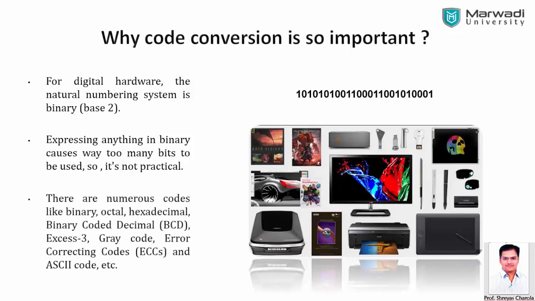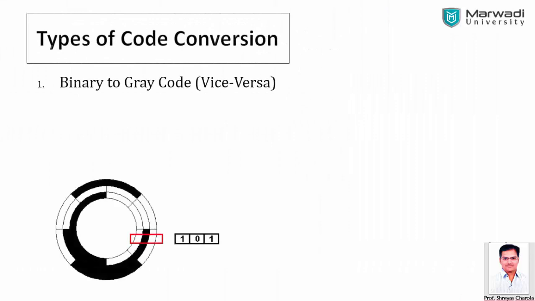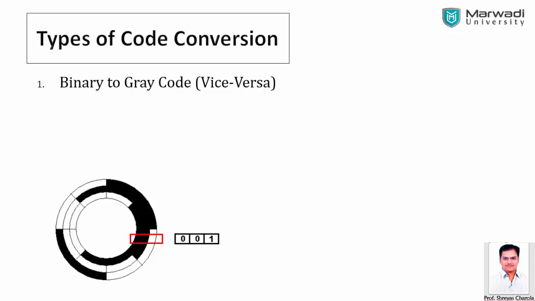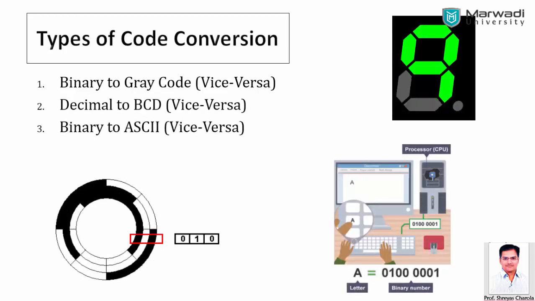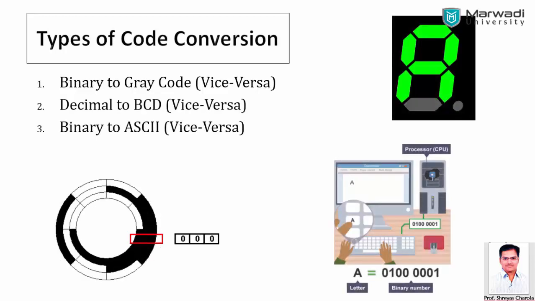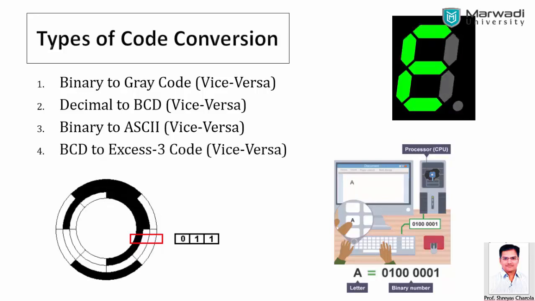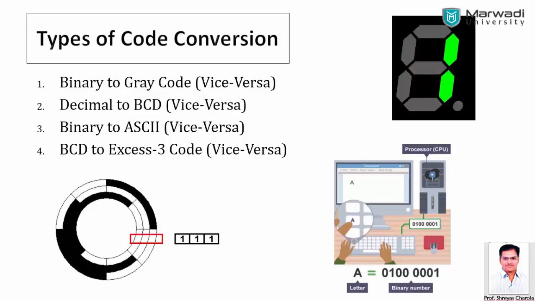So to make it simple, we have different number systems like binary, octal, hexadecimal, BCD number, XS3, Gray code, ASCII code, etc. Talking about the types of code conversion, in this lecture we will discuss how to convert binary to Gray code or Gray code to binary. Another is decimal to BCD or BCD to decimal, and the third conversion is binary to ASCII and ASCII to binary. Fourth is BCD to XS3 and XS3 to BCD.